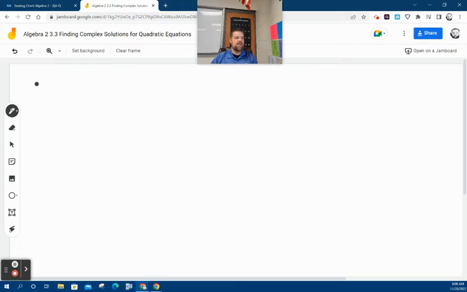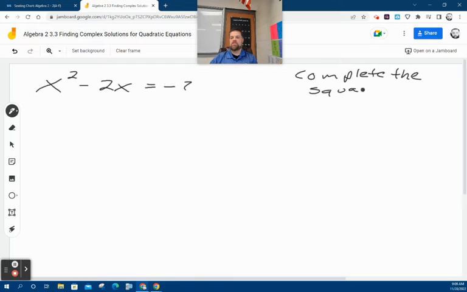Shout out to Liz. So now we've got x squared equals -7. And so what we want to do is we're going to try to solve this by completing the square, because that's what this section calls for. You can complete the square and solve any quadratic equation.